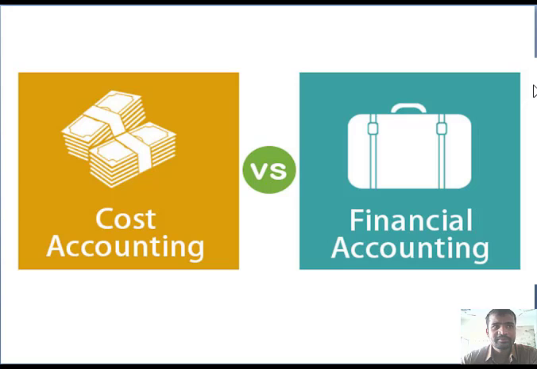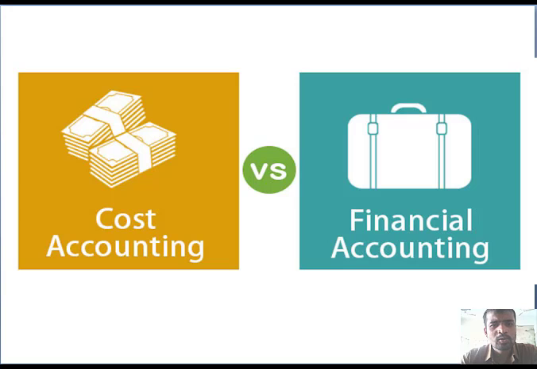Financial accounting is mainly concerned with recording business transactions in the books of accounts for the purpose of presenting final accounts to the management, shareholders, creditors, investors, bankers, tax authorities, etc. It is defined as the art of recording, classifying, summarizing in a significant manner and in terms of money, transactions and events which are, in part at least, of a financial character, and interpreting the results thereof. This is the definition of accounting.